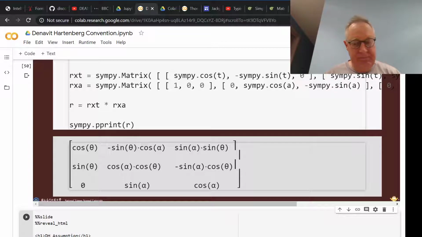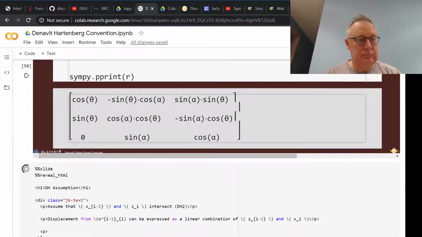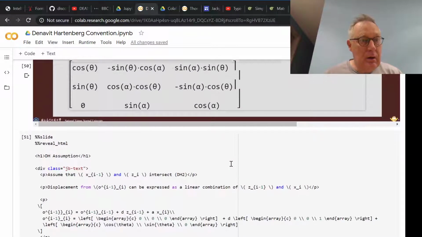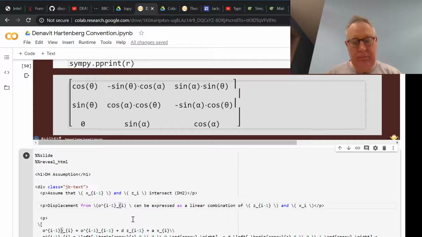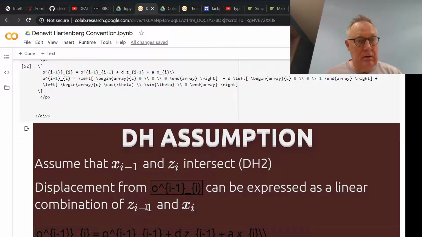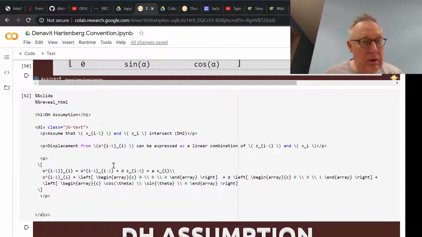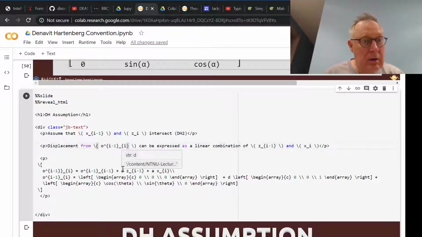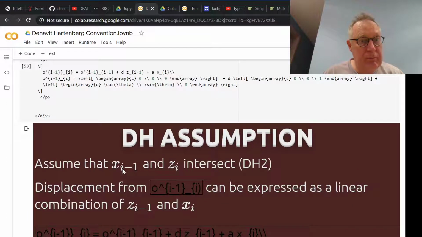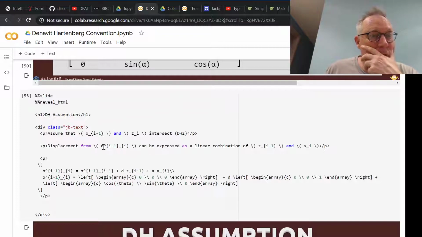plus, and now we have, we rotate by theta, oof. Minus 1i. What's wrong there? Oh.